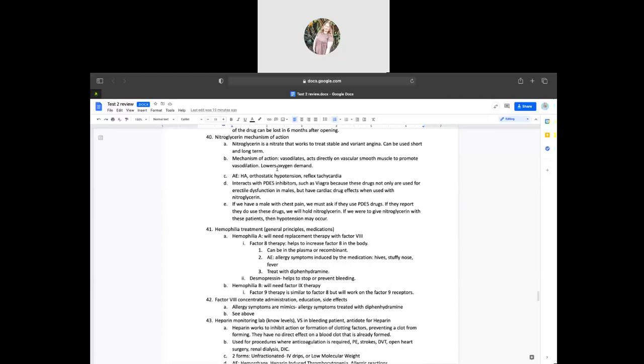One thing we must ask our patients before we give nitroglycerin is if they take any medications that interact with PDE5, such as Viagra, because these drugs are not only used for erectile dysfunction, but they can have cardiac drug effects when used with nitroglycerin. We must ask our males with chest pain if they use PDE5 drugs. If they report they do use the drugs, we will hold the nitroglycerin. If we were to give nitroglycerin to these patients, hypotension may occur, and we do not want that.